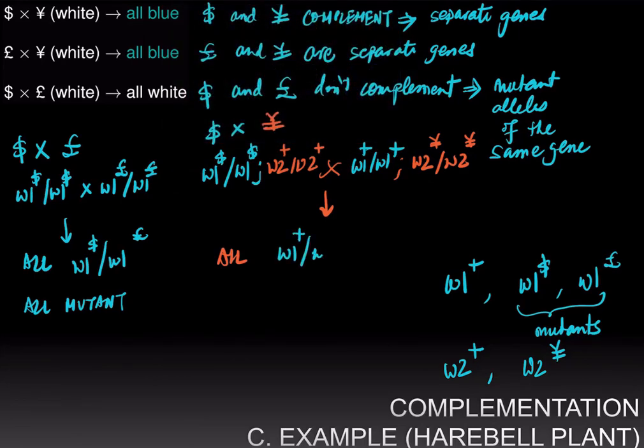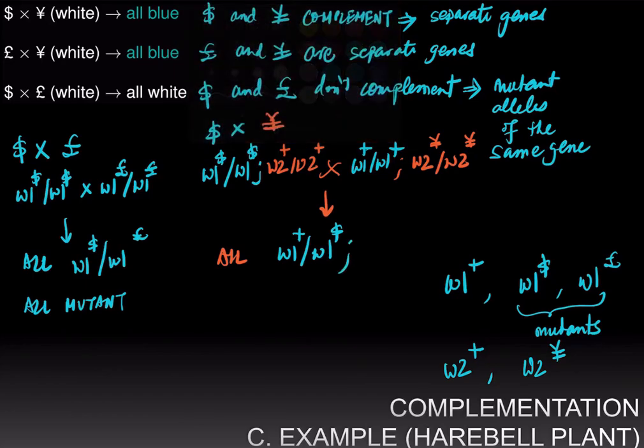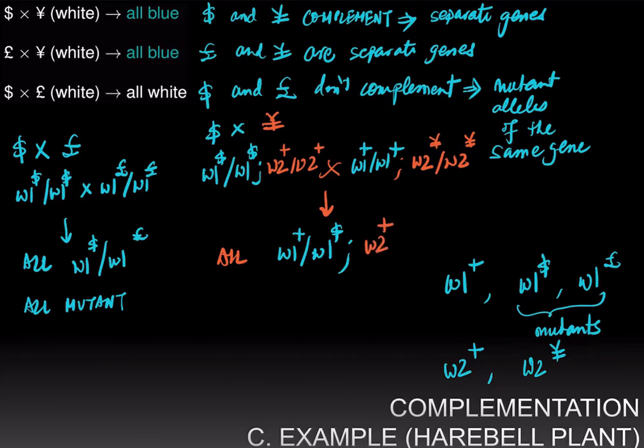W1 plus over W1 dollar, so they're going to be heterozygotes for the first gene as also for the second gene, so W2 plus over W2 yen. And since the wild type alleles are dominant, as we saw previously when we crossed the wild type strain to all the mutant strains and got all wild type progeny, all the progeny here are going to be blue, or they're all going to be wild type.